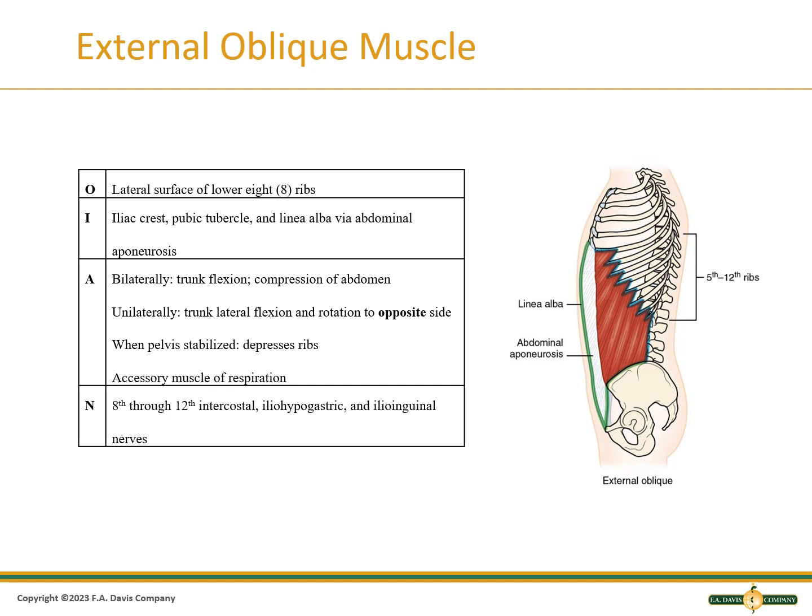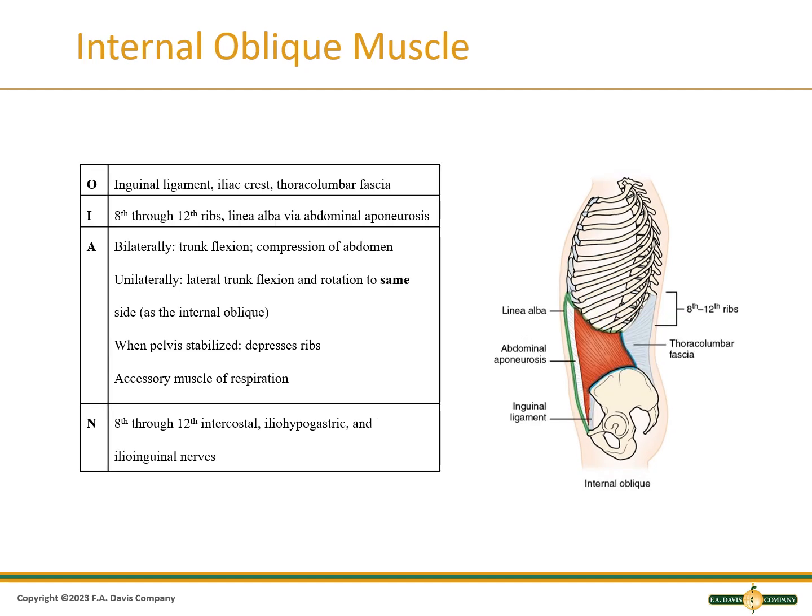When activated bilaterally, they cause trunk flexion because they are an anterior muscle, and they can also contribute to compression of the abdomen for maintenance of appropriate intra-abdominal pressure. But when used unilaterally, we get trunk lateral flexion and rotation to the opposite side. So it's important to associate external obliques with opposite rotation. When the pelvis is stabilized, it can serve to pull down on the ribs and depress them, acting as an accessory muscle of respiration. It's innervated by the 8th through 12th intercostal nerves, the iliohypogastric nerve, and the ilioinguinal nerve.